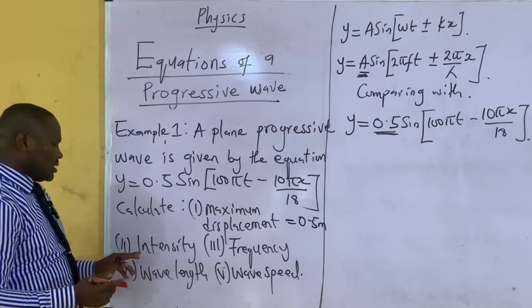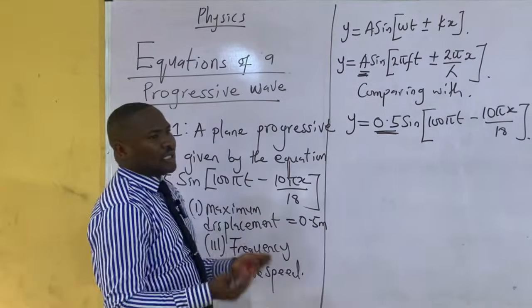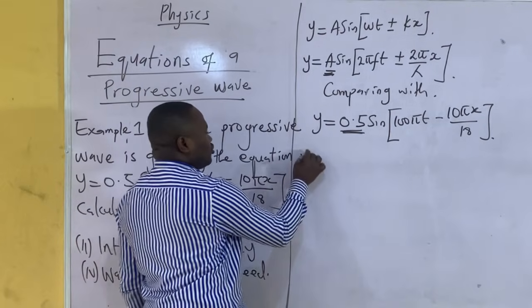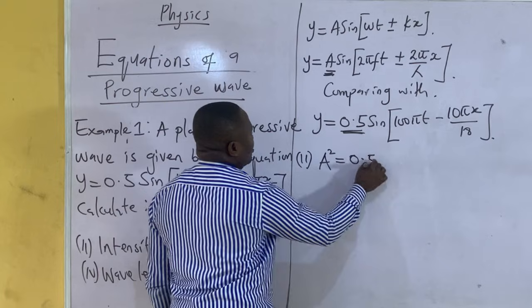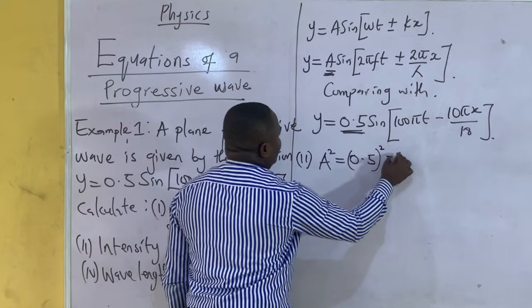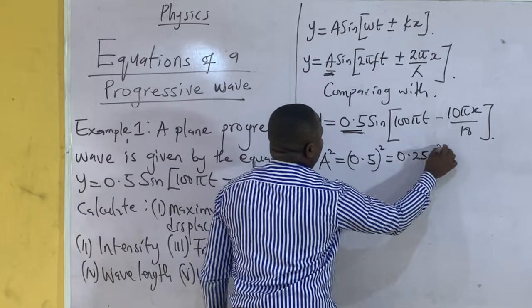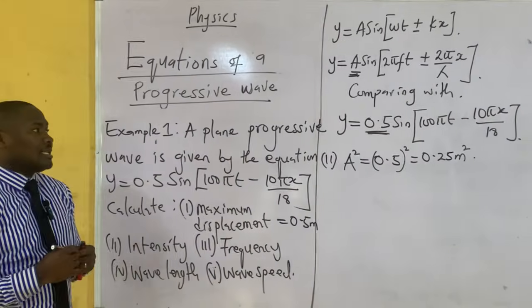The next question says intensity. What is intensity? Number 2 says intensity. Intensity is amplitude squared. So number 2, which is intensity, is A squared, which is equal to 0.5 squared, which is 0.25 meters squared. That is the answer to intensity.